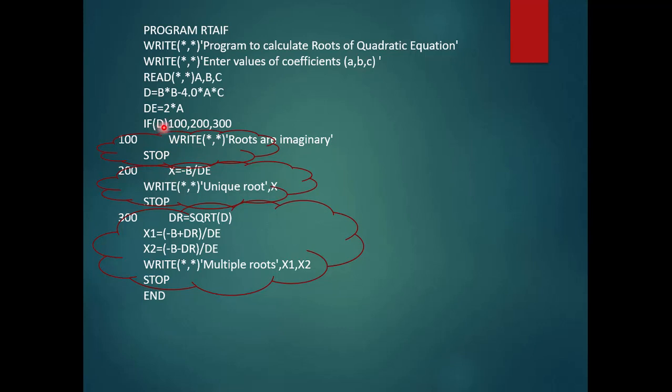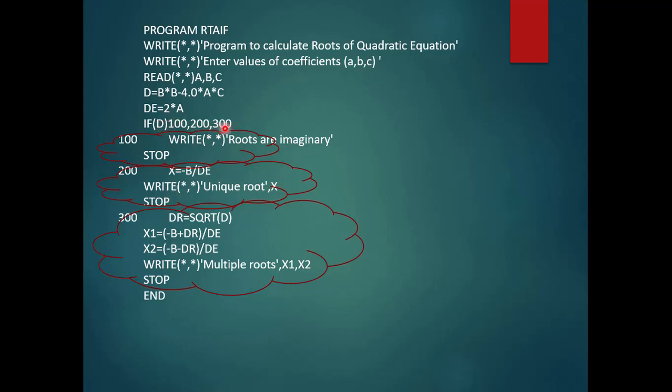So if this is found to be equal to 0, it will go to this statement number, and this is x equals to minus b by d. You will get the unique root, and you can display it just like write star comma star unique root, and this is in single quote, and you will have this x. The value of x will be here, and it should stop.